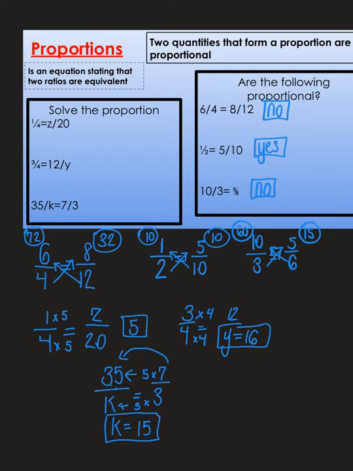I could also divide there. I could say 35 divided by 5 gives me 7. So what number divided by 5 gives me 3, which would again still give me 15. All right, that's just a basic introduction to proportions.